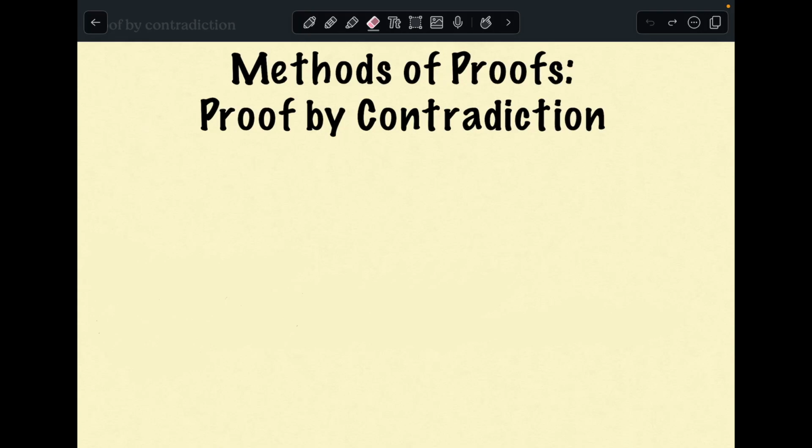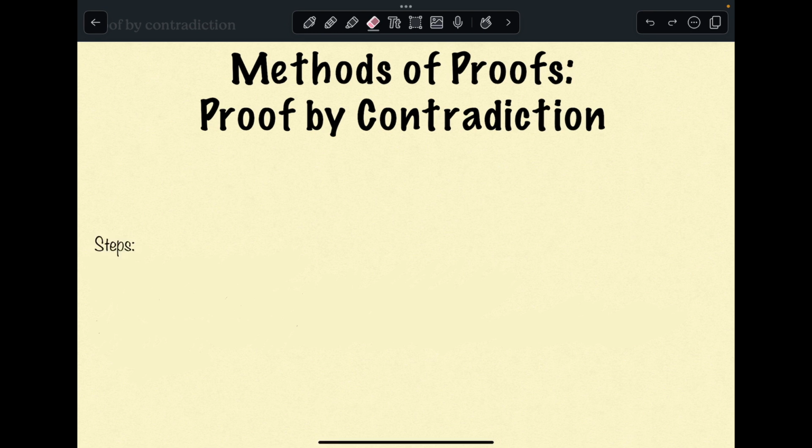In today's video, we will continue with our methods of proof section of our Intro to Real Analysis playlist. And today we're going to be covering proof by contradiction. Now, proof by contradiction is another powerful technique in real analysis, and it works by allowing us to demonstrate that a statement that we assume to be false leads to a contradiction.